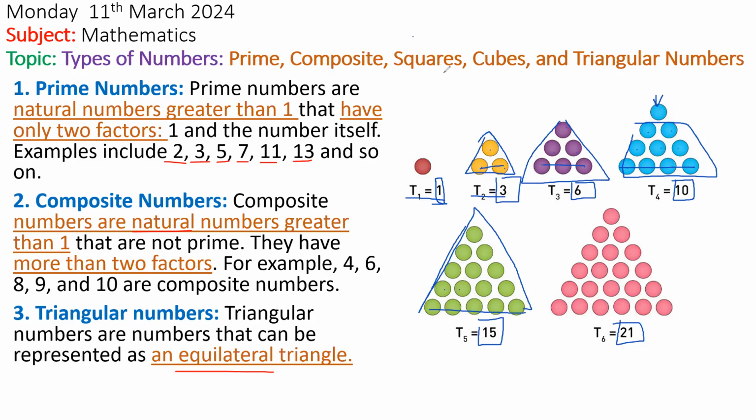And Kvet Presenti, can you read the definition for triangular numbers? Triangular numbers are numbers that can be represented as an equilateral triangle. Very good. All right, so make sure to draw the diagram for me, which shows the different types of triangular numbers.